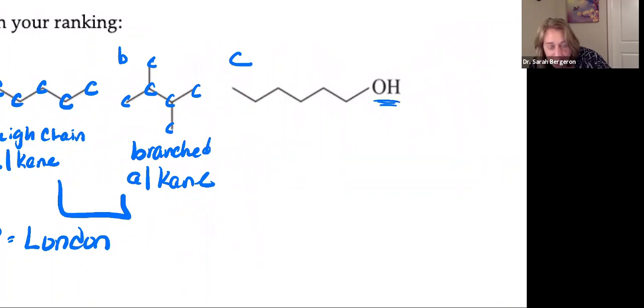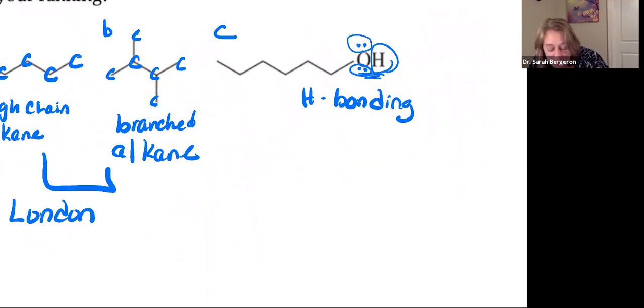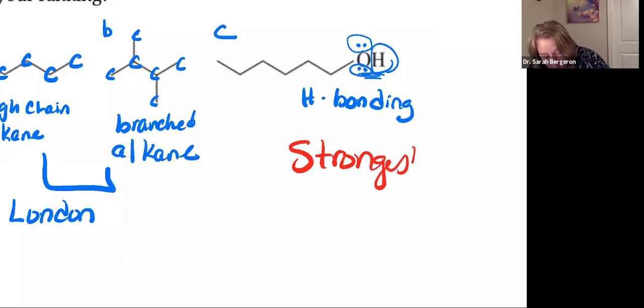We have an alcohol, right? So this alcohol is going to have lone pairs on that oxygen, so it can participate as 2 acceptor sites and a donor site. So this is going to be hydrogen bonding. If I have hydrogen bonding, this is going to be my strongest. So I'm going to write strongest here. So C is going to be my strongest.